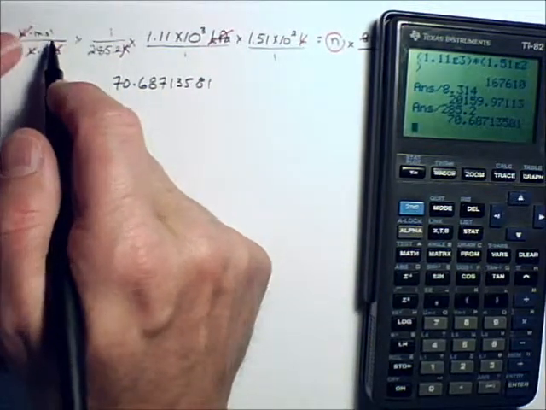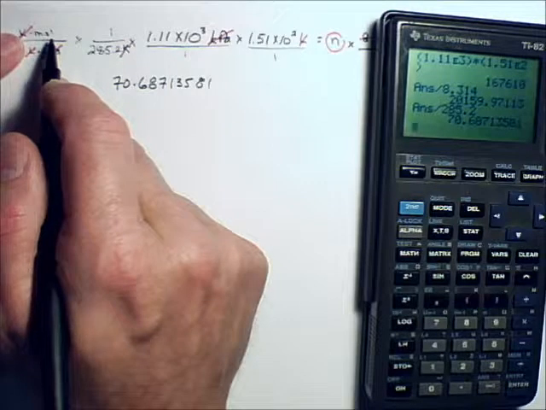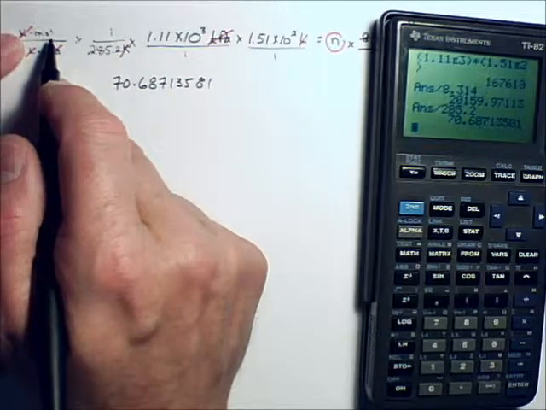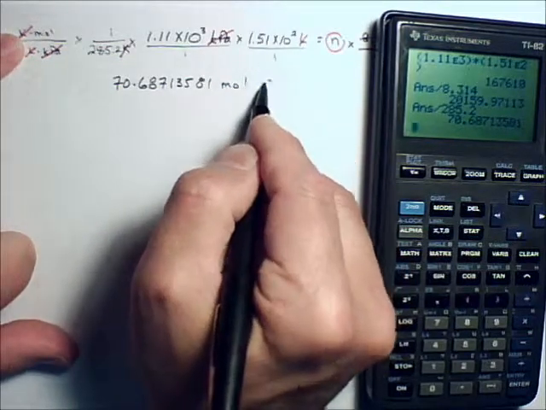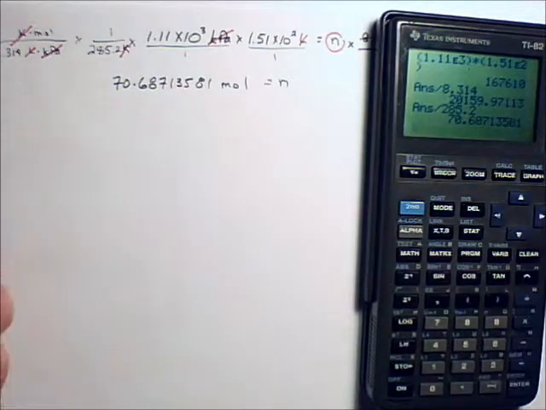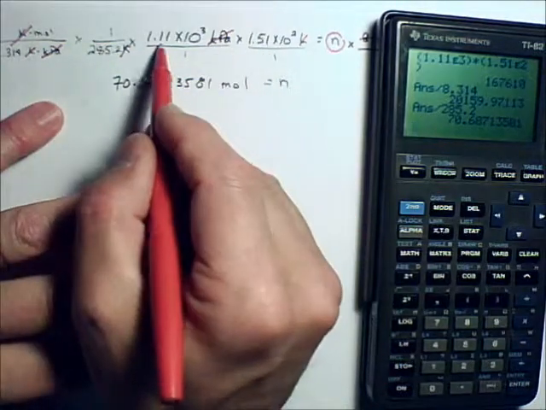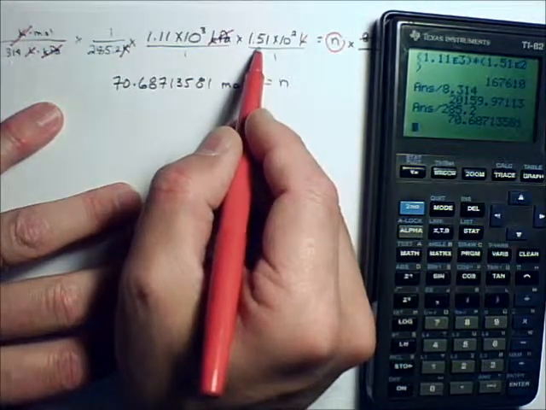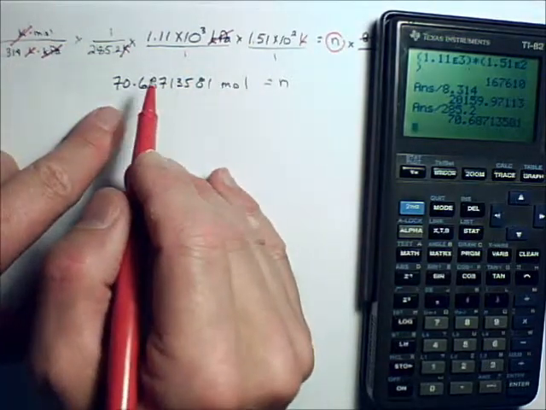And the units I have left are what? Moles. That's what N measures. N measures moles. But I have to round off. How many significant digits do I need in the final answer? 3. Because this number and this number both have 3 digits. 3 significant digits. Both of these have 4. We want the least digits for our final answer.